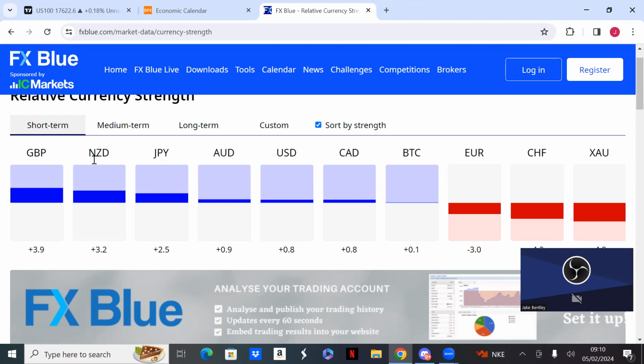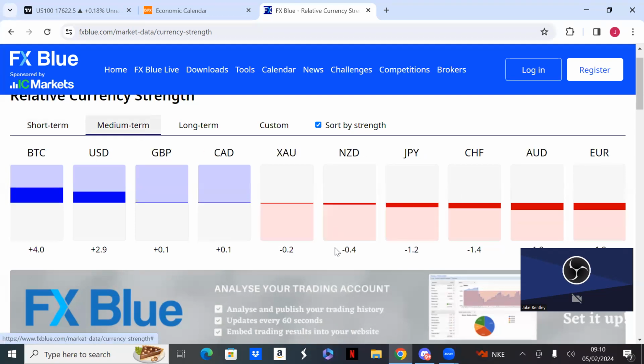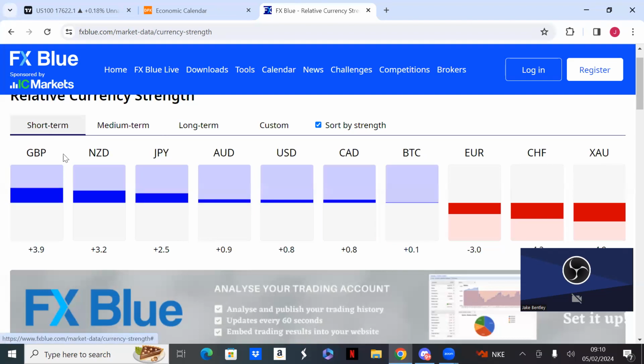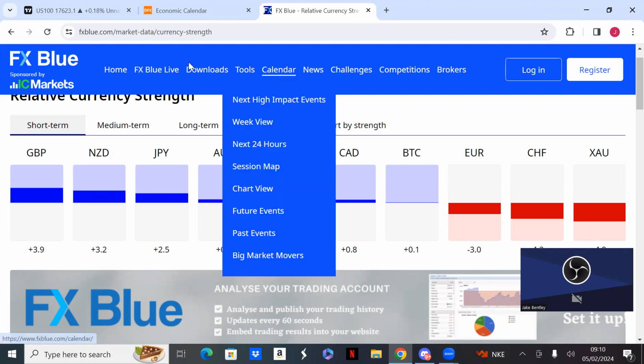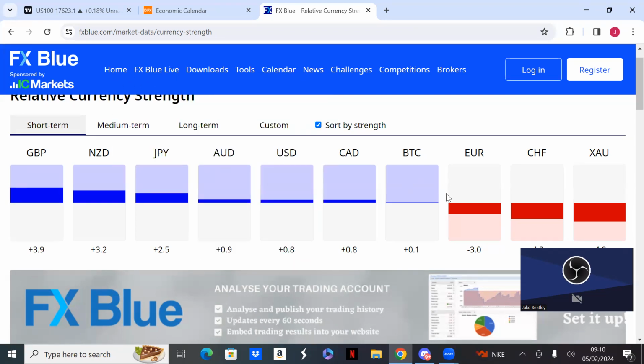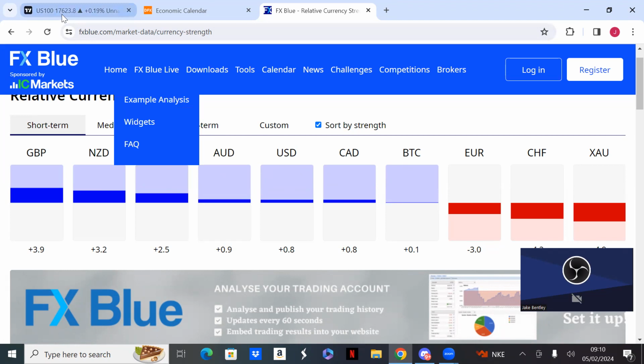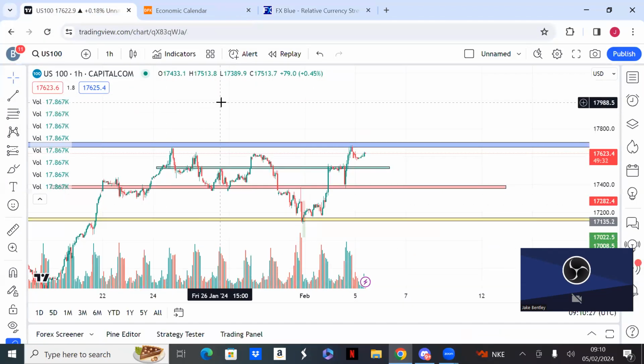So these change very, very quickly. Medium term doesn't. But short term, literally, the Great British pound can be a positive 3.9 one hour and then like a minus 2.1 the next hour. It changes very, very rapidly. So these are for when you are scalping, day trading, etc., to get the overall daily of the market.